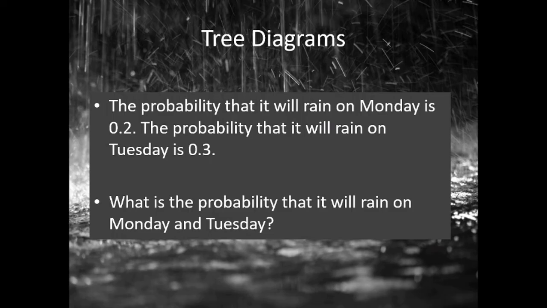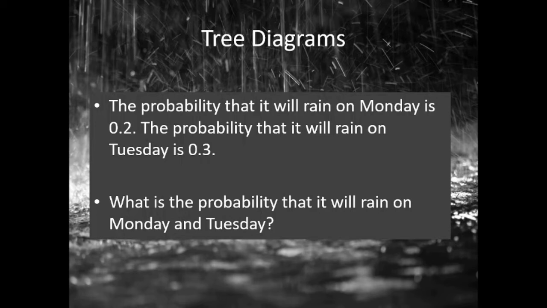Okay, second one, independent events. Now, these might seem a bit silly, and they can be thought of easier, but I always teach them second because I personally think they can be quite confusing and quite repetitive. Okay, probability it will rain on Monday is 0.2. Probability it will rain on Tuesday is 0.3.